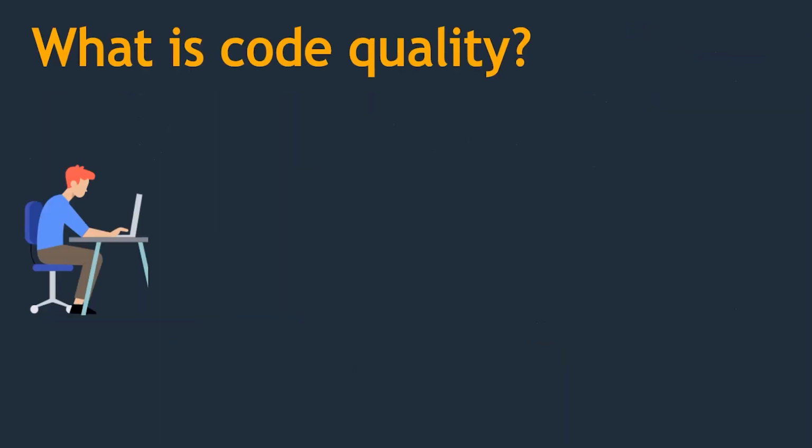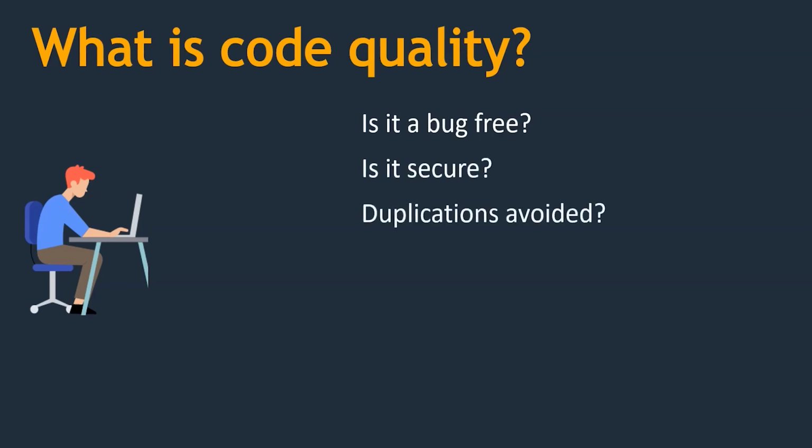In the development phase, developers write the code. Once they have written the code, we need to validate whether they have written quality code or not. Quality code is nothing but we need to check whether it is bug-free code or not. Is it secure or not? Secure is nothing but it is not exposed to any security vulnerabilities or problems.